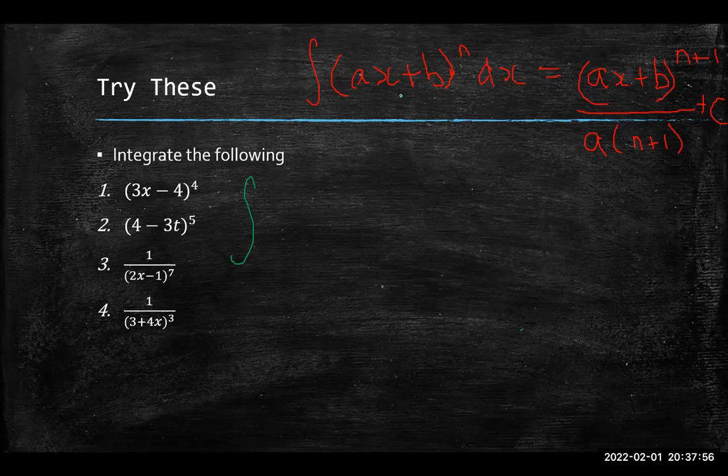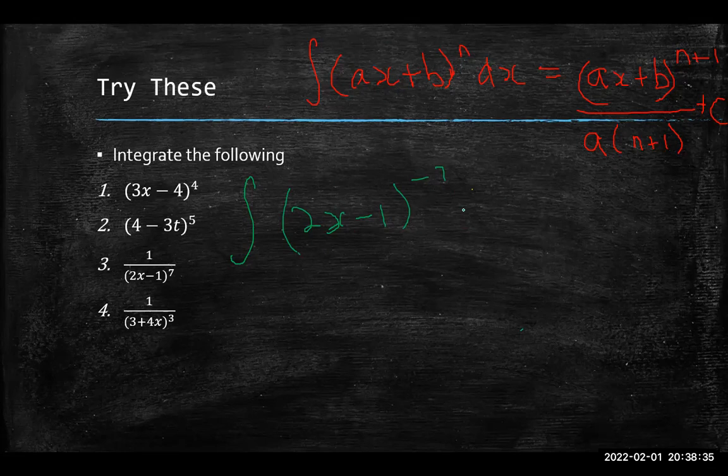So this is a problem. My rule says nothing about 1 on whatever. I have no fraction here. I don't know what that is. I can't use that. I need it in this form in order to apply this rule. So just like we were doing before with the 2 on x cubed became 2 by x to the minus 3, this 1 on 2x minus 1 to the power 7 will become 2x minus 1 to the minus 7. Now I can apply my rule because it's in this form.